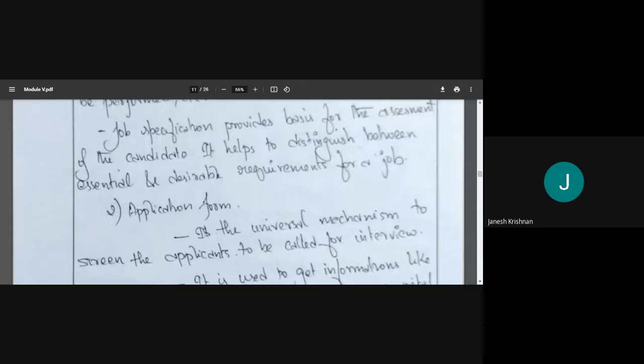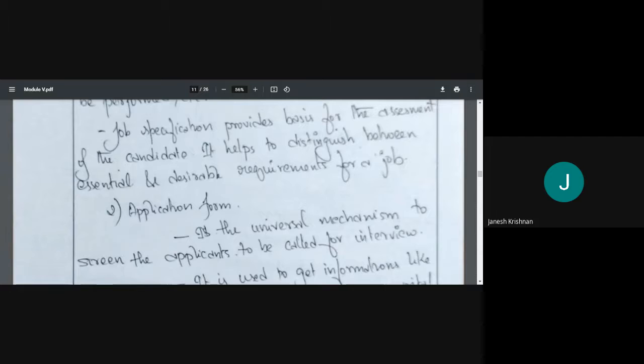So those specifications give me a basis for the assessment of the candidate. It helps to distinguish between essential and desirable requirements for a job.